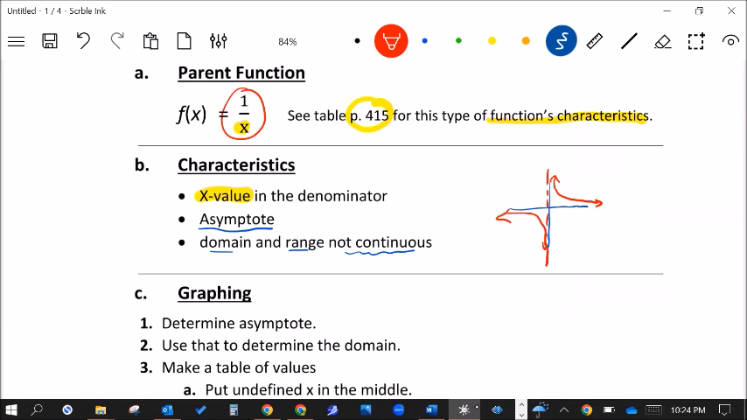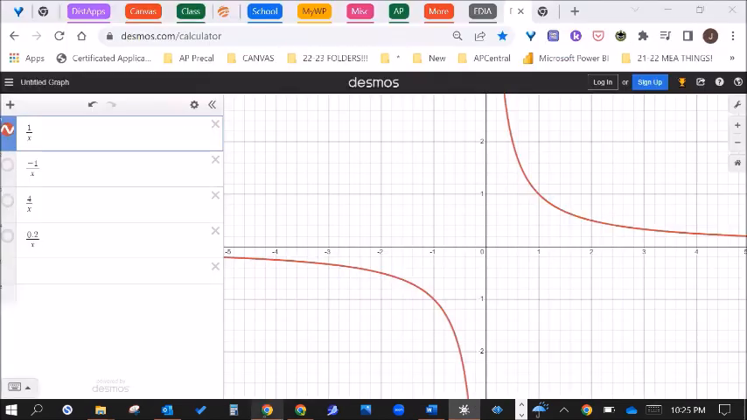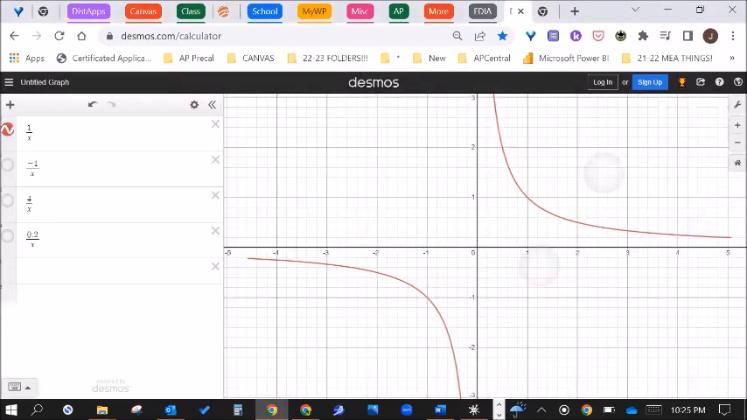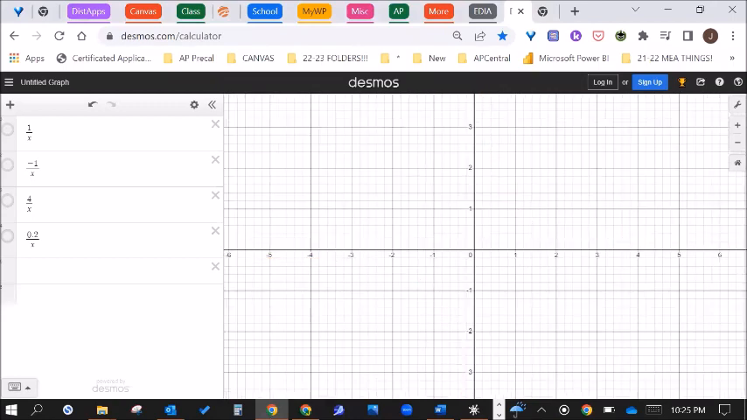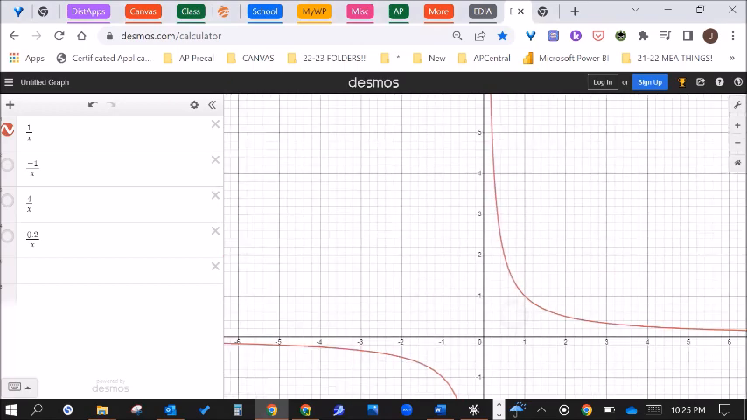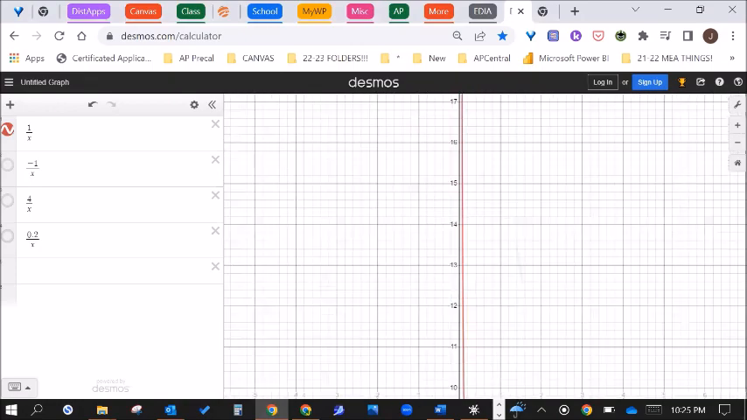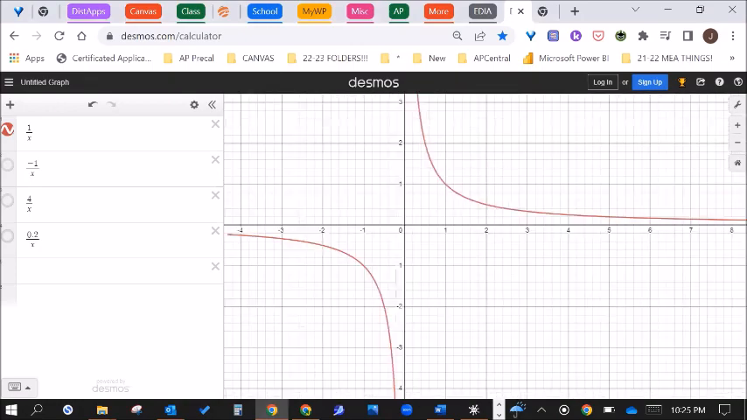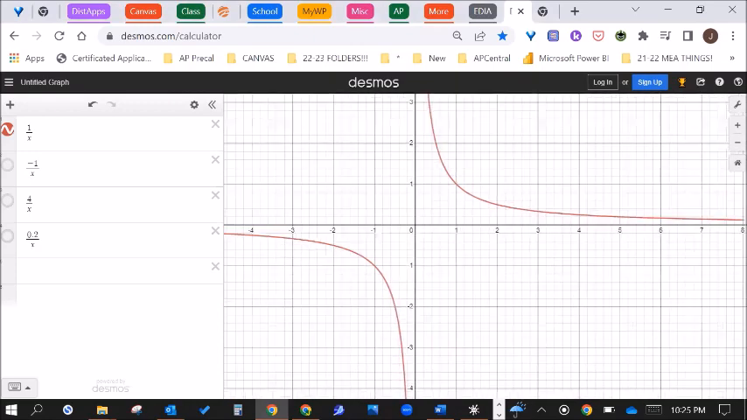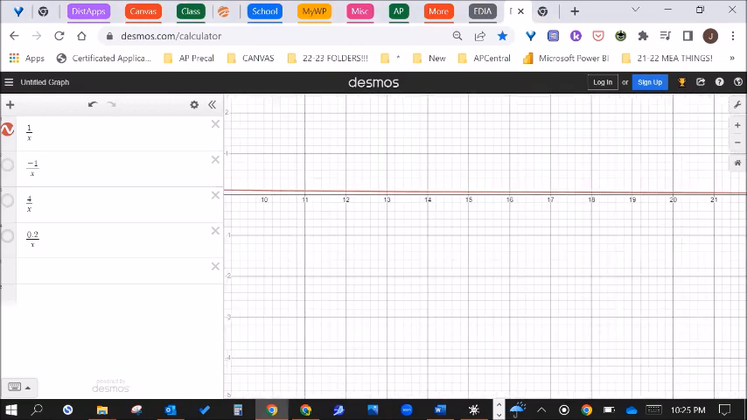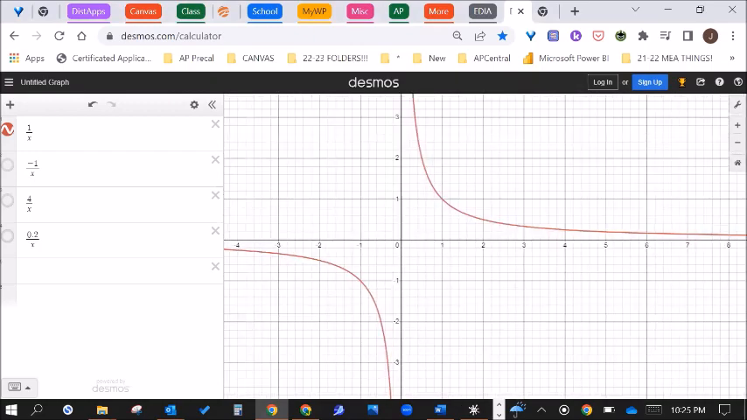is an asymptote here. X equals 0, because if you had a 0 in the denominator, you can't do that. You'd be dividing by 0. So that means the graph's not allowed to touch it. Here's an example in the Desmos online program, where this is 1 over x, the red line. And you can see it goes up further, and it gets closer and closer and closer to 0, but it never actually touches it. And there's a horizontal asymptote of y equals 0, and the graph never actually touches it. It gets closer and closer, but never touches it.